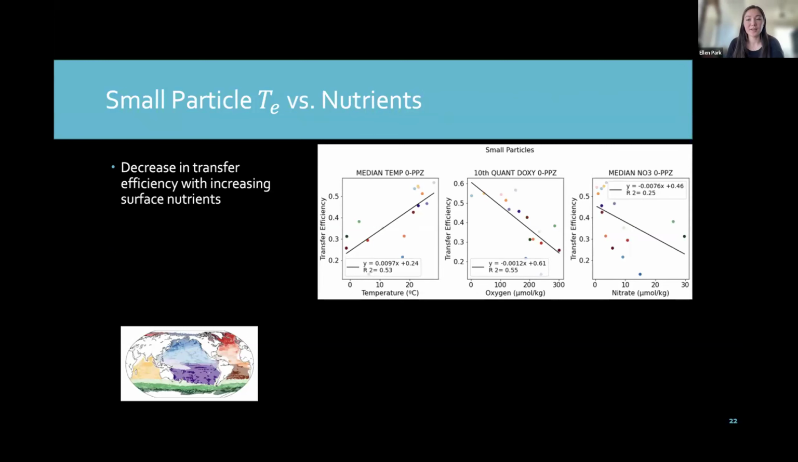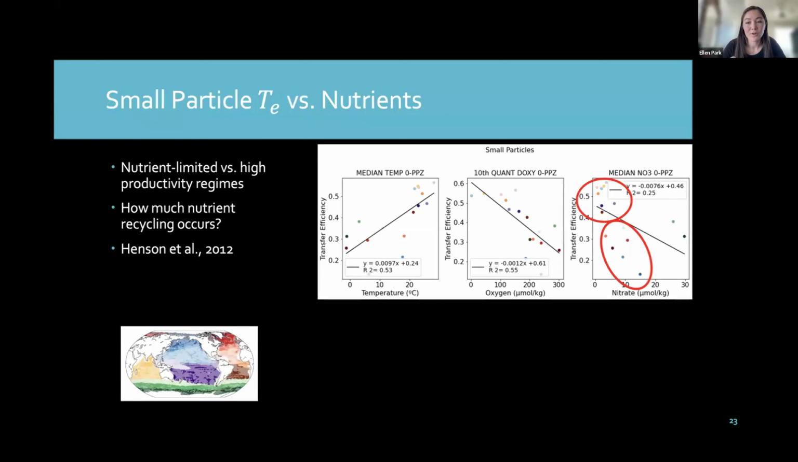And there again, there's another negative correlation here, but we can see that the green, which is representative of the Southern Ocean, which is a high nutrient, low chlorophyll regime, is kind of skewing this. And when we look closer, we almost see a separation of two different clusters where we can think about maybe there are two regimes where one, we see this high transfer efficiency where there's not many surface nutrients, and the lower transfer efficiency when there's higher nutrients.